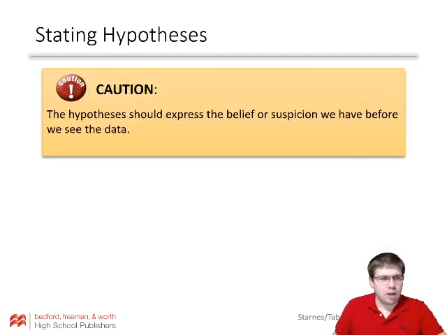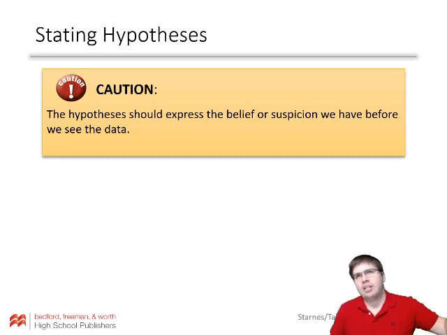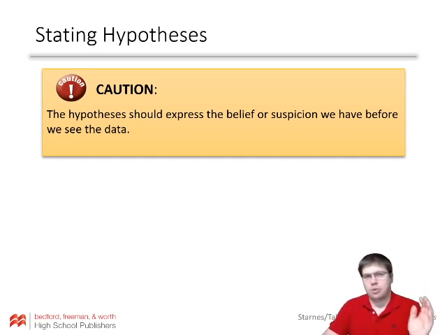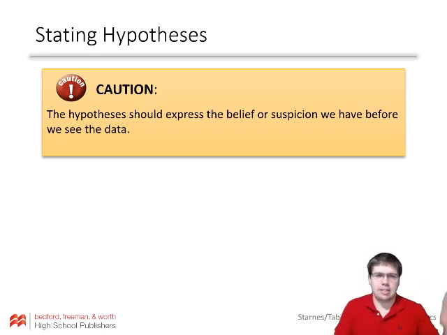So, caution: the hypothesis should express the belief or suspicion we have before we see the data. You should not wait until after you see your data to then decide your alternative hypothesis. Your alternative hypothesis needs to be set in advance. Are we testing greater than, are we testing less than, or are we doing a two-tailed test, a not equal to? Because if you wait until afterward, you'll always just do a one-tailed test, and that may be inappropriate, and there's some debate about that. It should always be decided in advance.